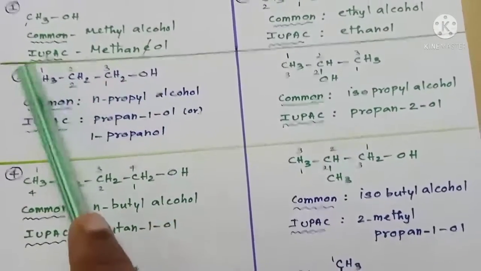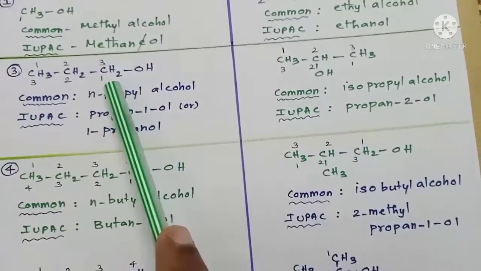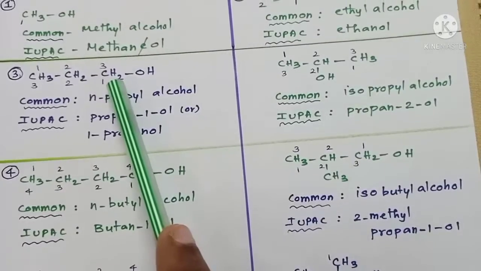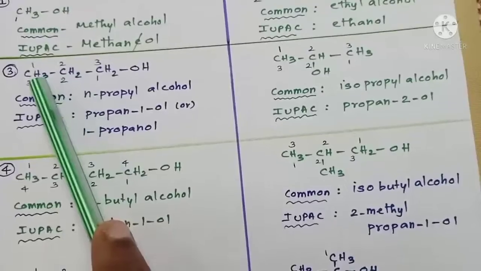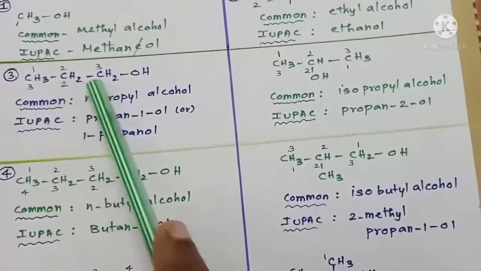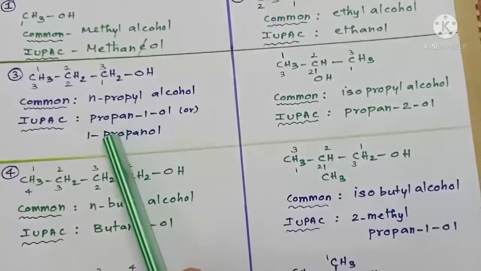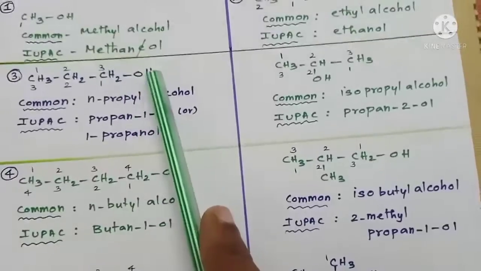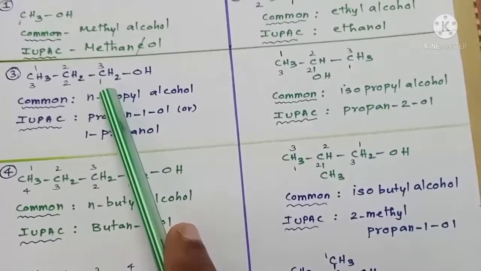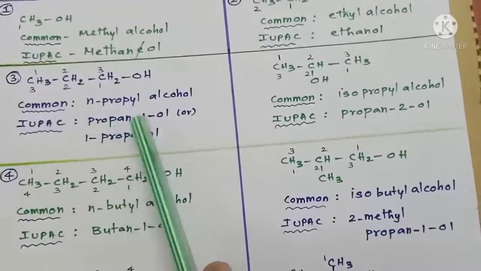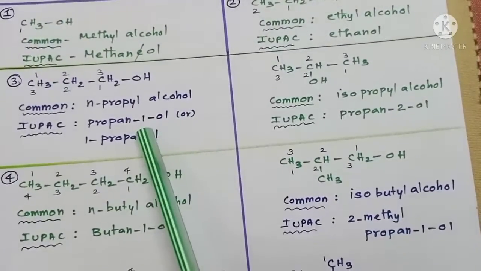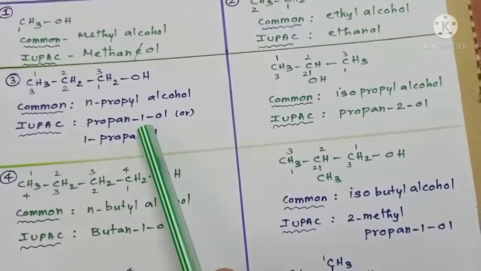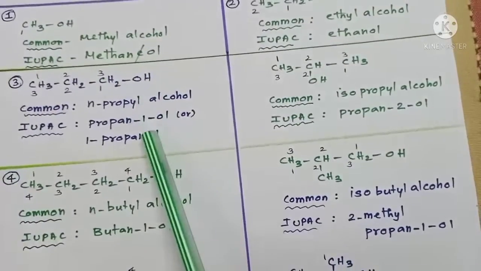Numbering by backward direction, numbering by forward direction. This is the alpha carbon, it's getting the least number when you go in a backward direction. The parent carbon chain has 3 carbon atoms, so it is propanol, isn't it? Whereas the OH group is attached to the first carbon, so propan-1-ol. That one indicates the position of the alpha carbon, the carbon at which the OH group is attached.